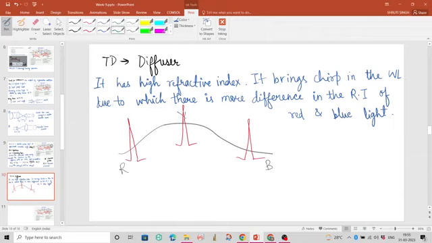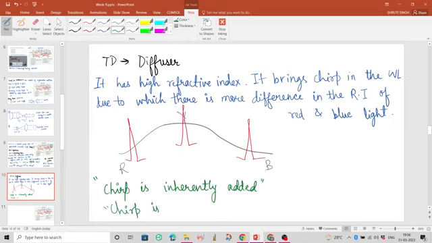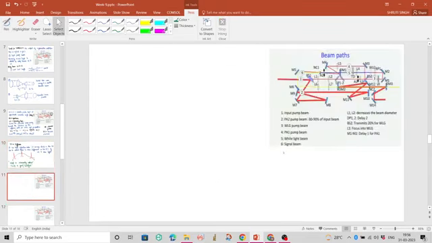Here I will write, chirp is inherently added, and in this case chirp is good or helpful. Okay, so now let's look at the path again.